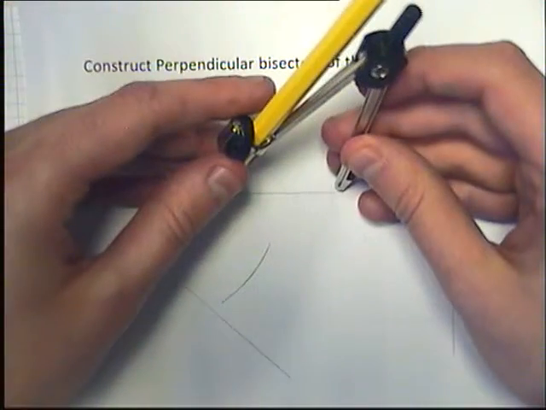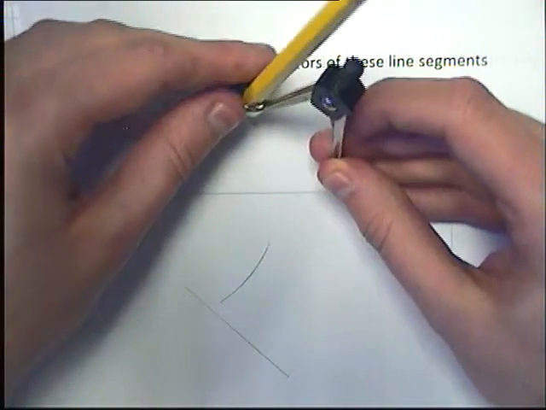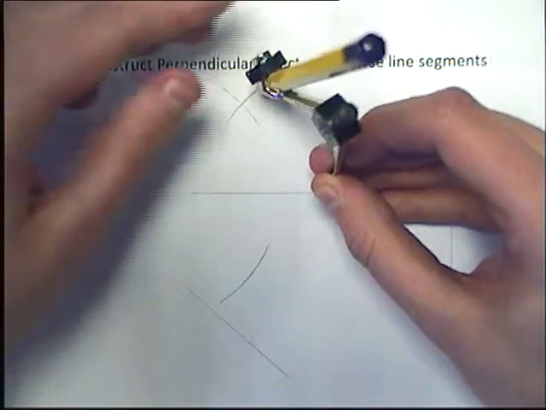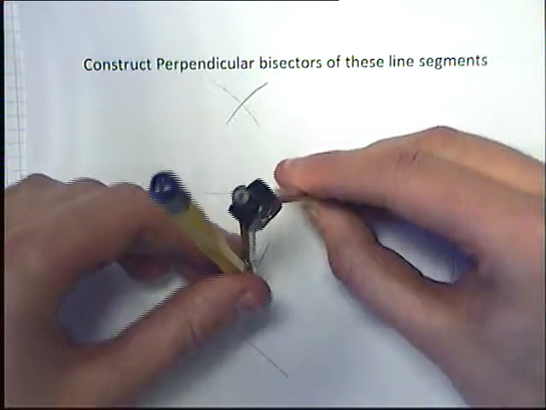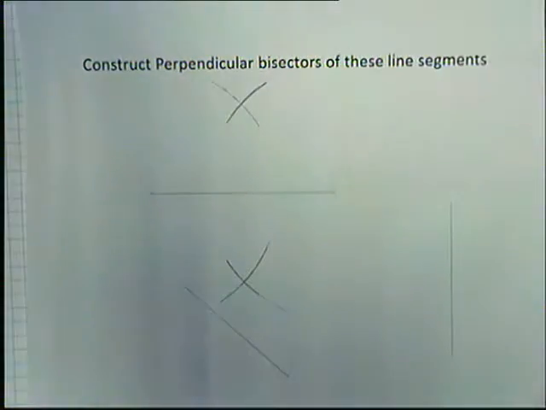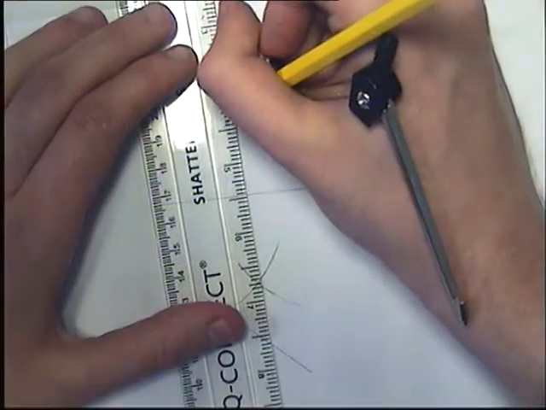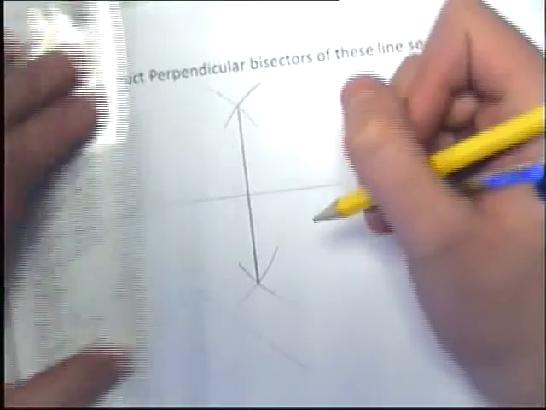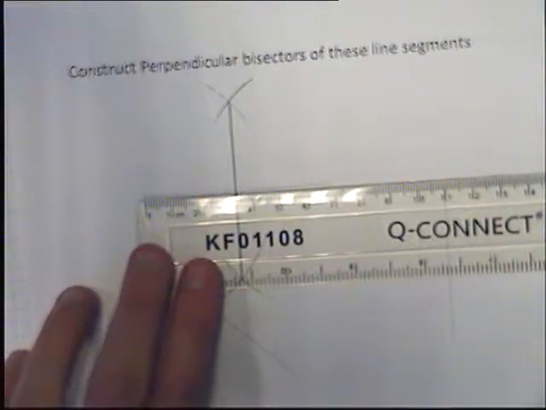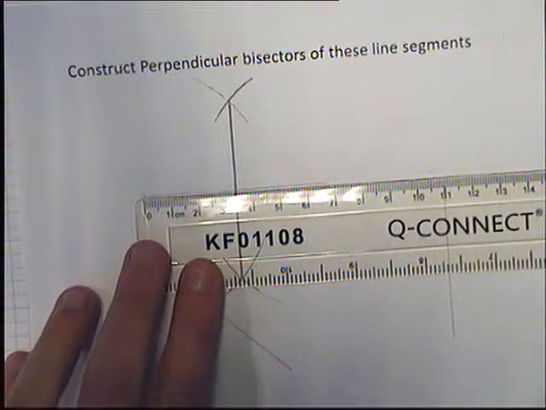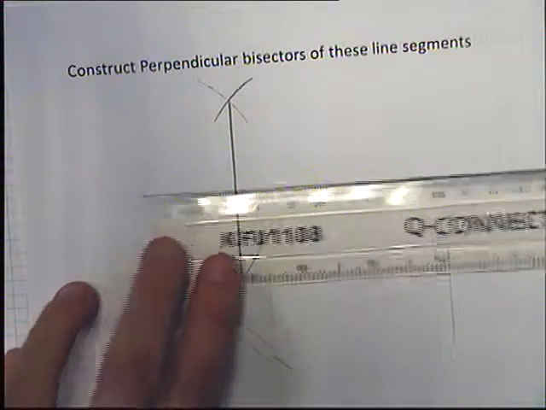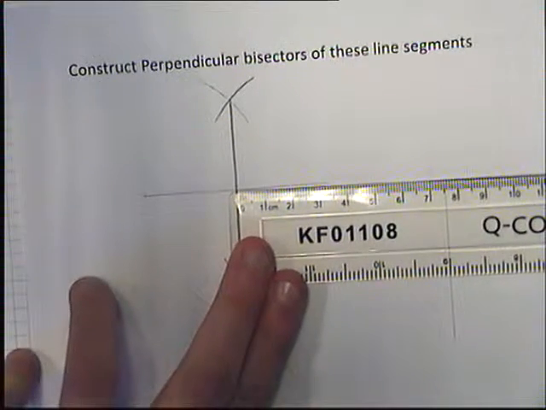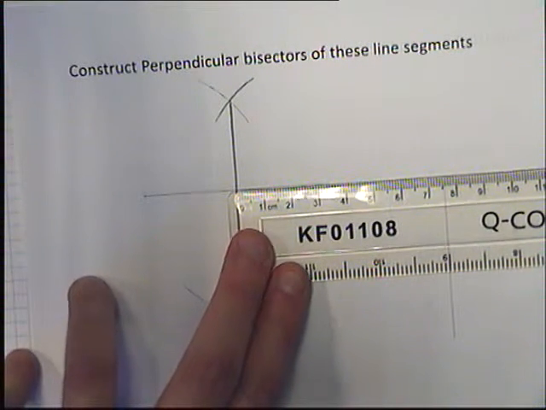I've still not changed it, and I'm going to do it on the other side. So I draw one arc above, and I draw another arc below there. Okay, with our ruler, we then draw a line through those, and just to prove it, if we measure either side, that's 3 centimeters and 4 millimeters, and so the other side should be 3 centimeters and 4 millimeters, which it is.